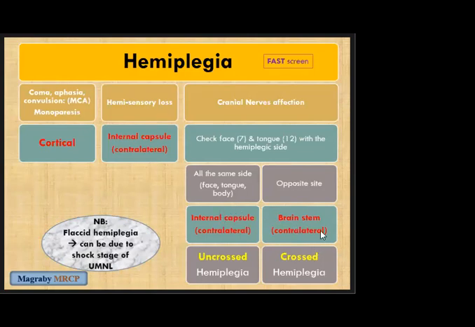But if the affection is in the internal capsule, the body affection will be on the contralateral side of the internal capsule, but the cranial nerve affection will be on the same side as the body affection, and it is called uncrossed hemiplegia, or previously named uncrossed hemiplegia.